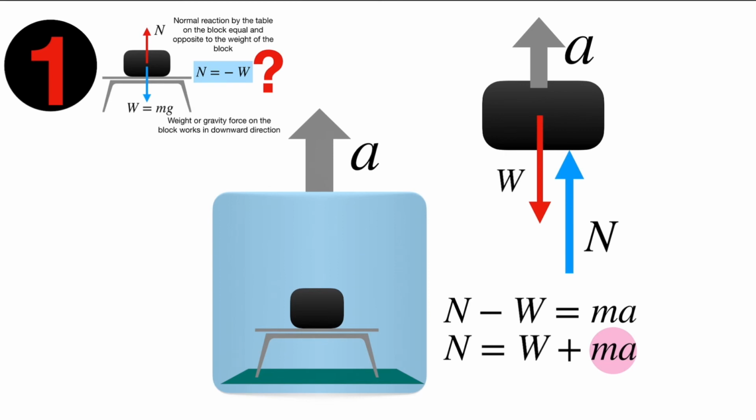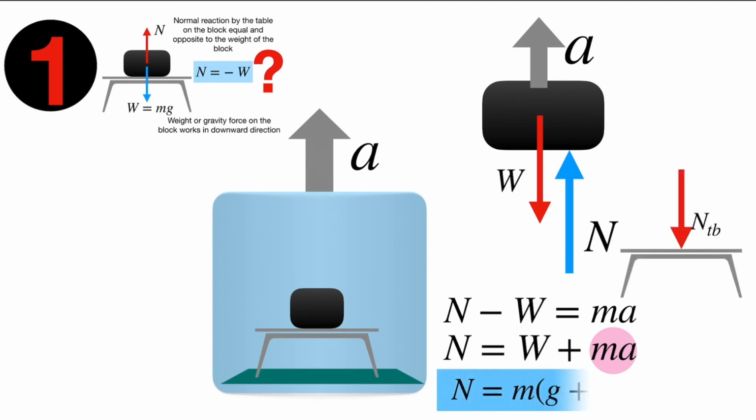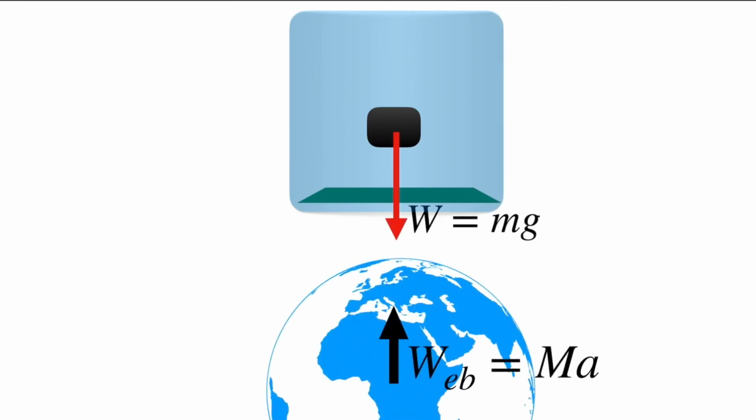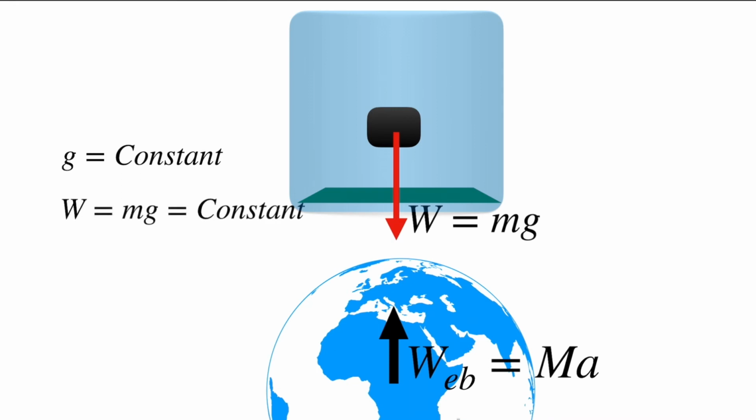Now at the same time, as per Newton's third law of motion, this normal force N by the table on the block is equal and opposite to the normal force N_TB on the table by the block. What about the gravity force on the block and its reaction force on the earth by the block? The earth's gravity is constant near the surface. So its pull on the object remains constant even when the object is accelerating in the upward or downward direction. And what about the reaction force of the block on the earth? It will also be the same and remain constant.